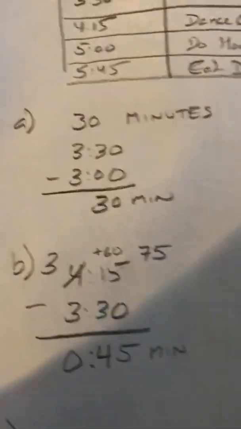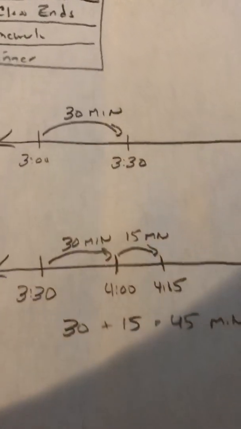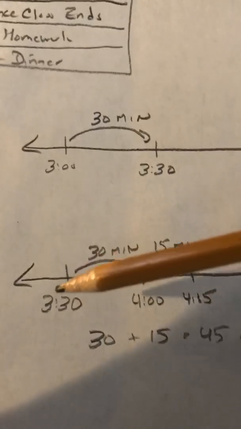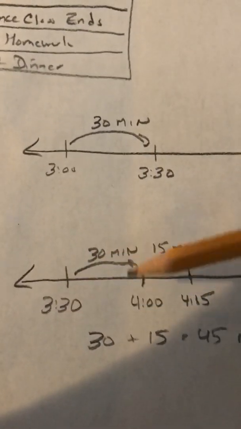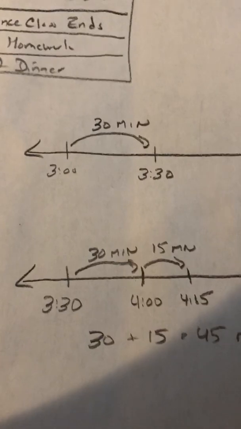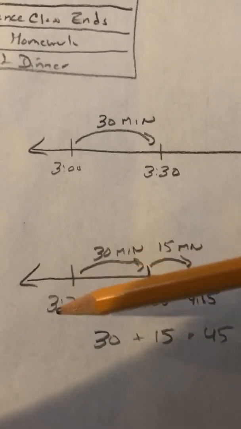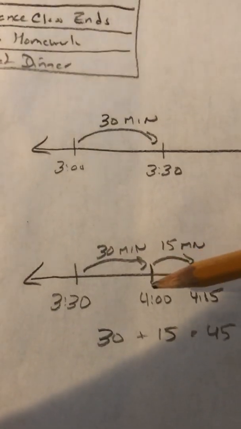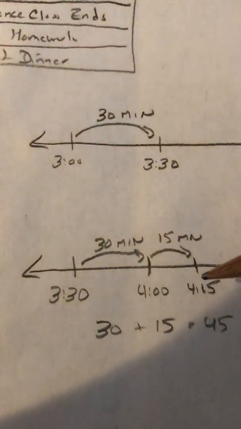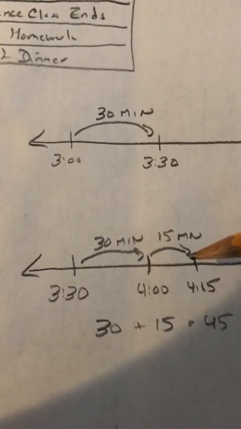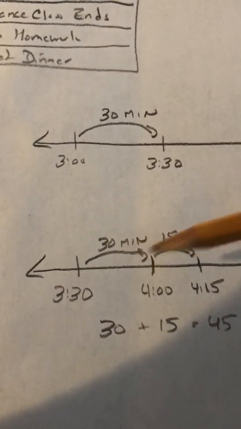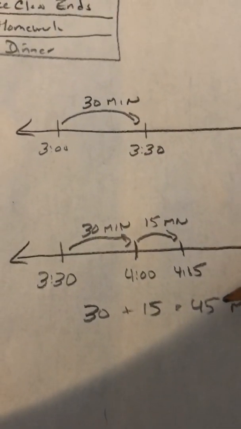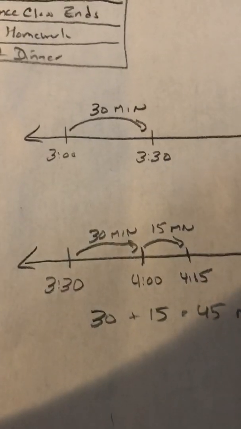Here's where a number line can be a little bit easier if you don't understand the trading part. So her dance class begins at 3:30, and what I'm doing is I'm just skip jumping by time intervals that make it easy for me to see how long her dance class was. So I know from 3:30 to 4 o'clock is 30 minutes. And I know from 4 o'clock to 4:15, when the dance class ends, is 15 minutes. So now all I have to do is add these two intervals. So 30 minutes plus 15 minutes equals 45 minutes. So that's another way that we can get that.